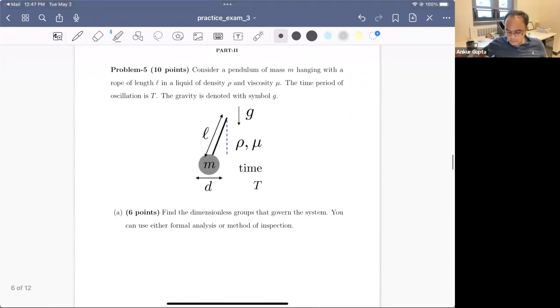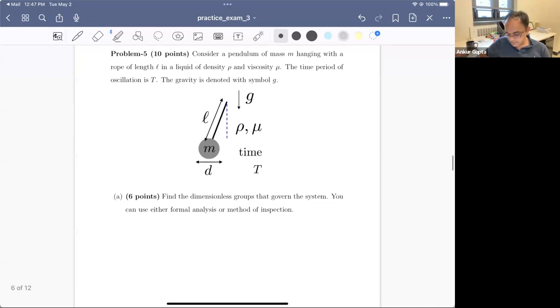So now let's go to the long problems. The question here says: consider a pendulum of mass m hanging with a rope of length L in a liquid of density rho and viscosity mu. The time period of oscillation is T. The gravity symbol is denoted with g. Find the dimensionless groups that govern the system. You can either use formal analysis or the method of inspection.